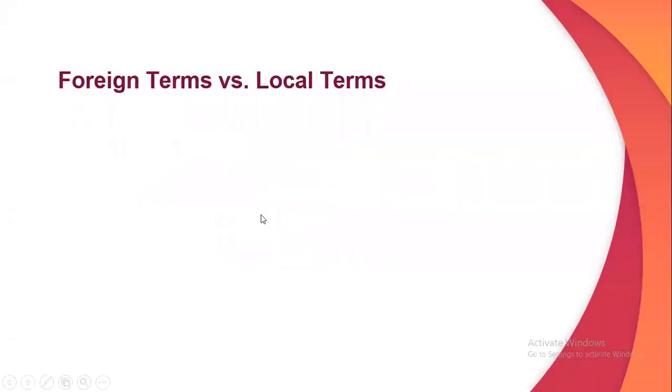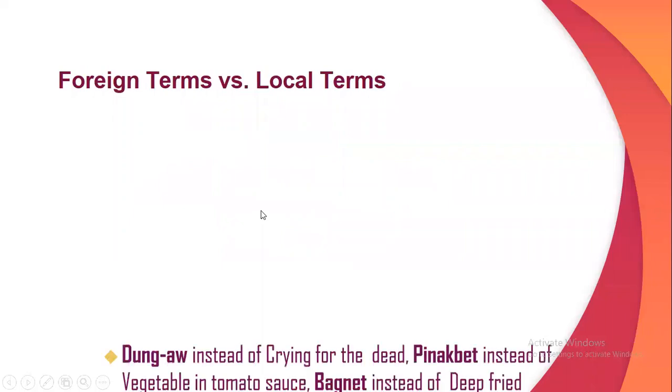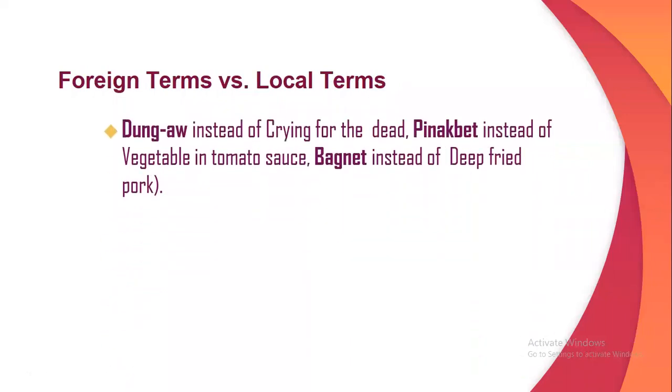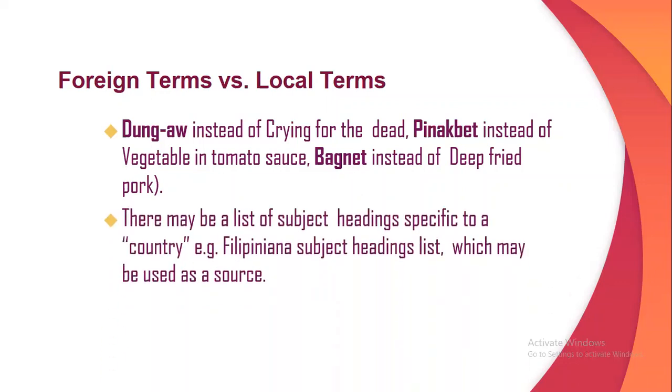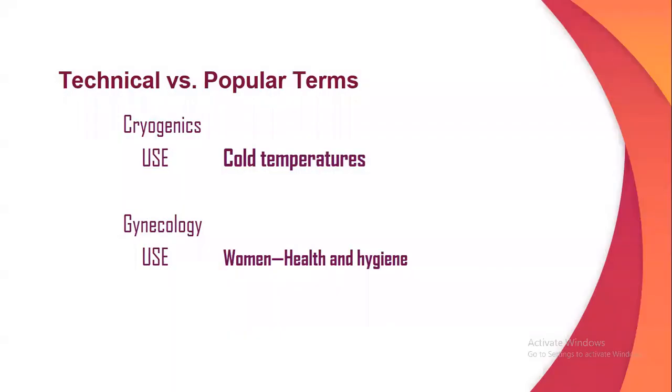Next is the foreign terms versus the local terms. So dongao, you use dongao instead of crying for the dead, and pinakbit instead of vegetable in tomato sauce, and bagnet instead of deep fried pork. So there may be a list of subject headings specific to a country. Example, the Filipiniana subject heading list, which may be used as a source.